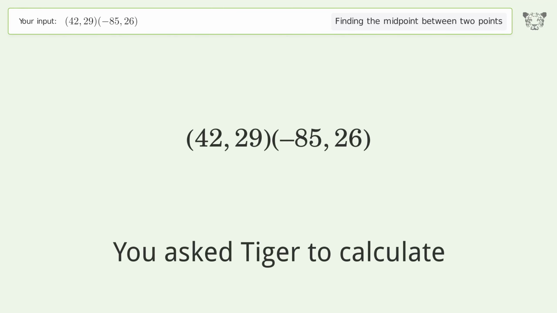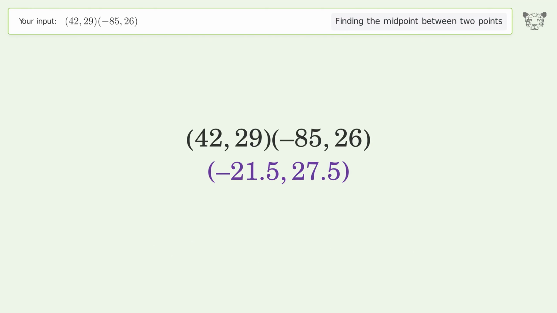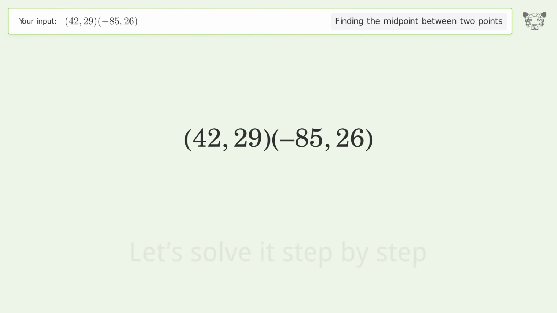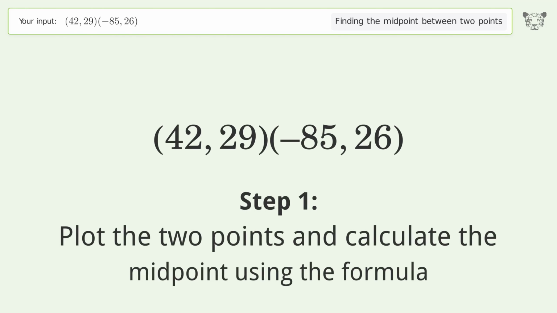You ask Tiger to calculate. This deals with finding the midpoint between 2 points. The midpoint between the 2 points is negative 21.5, 27.5. Let's solve it step by step. Plot the 2 points and calculate the midpoint using the formula.